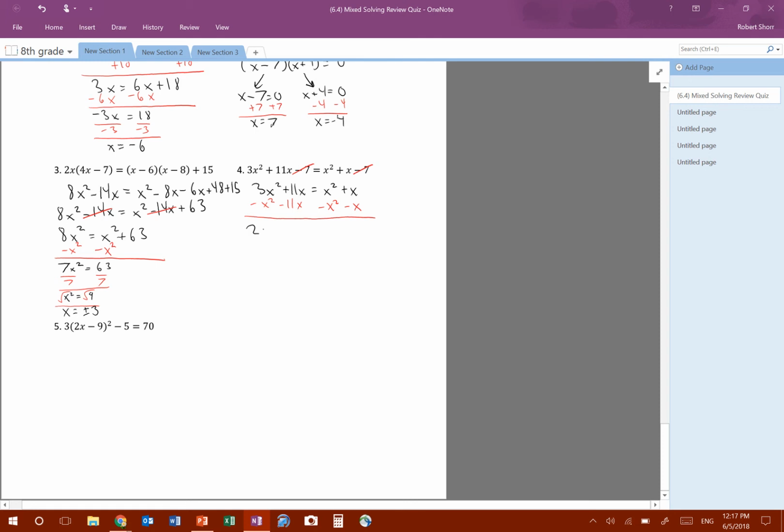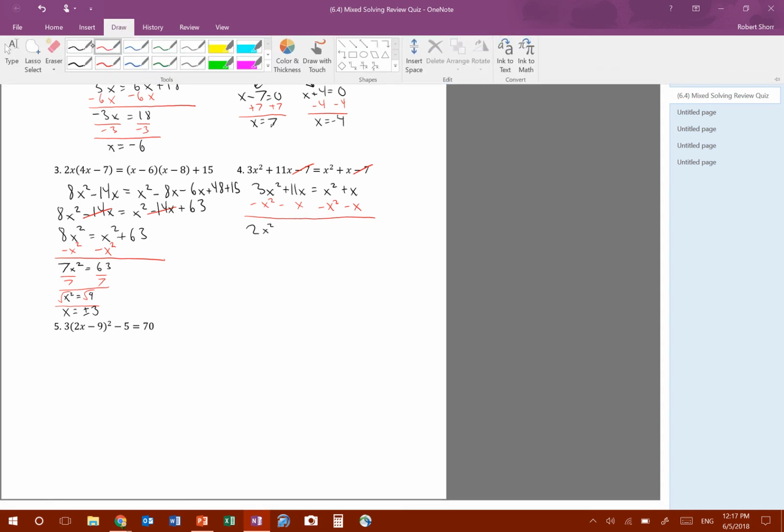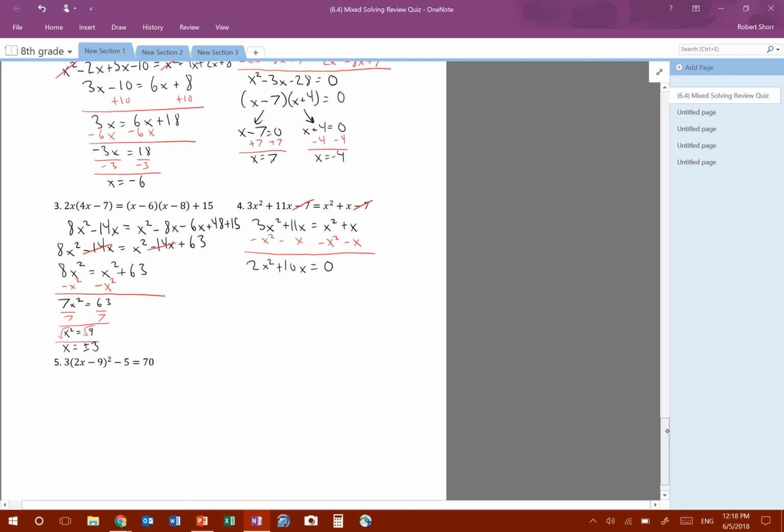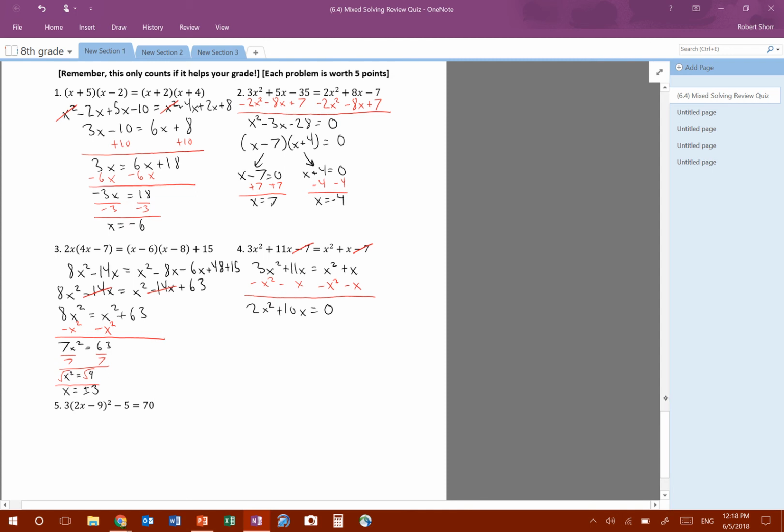I'll now get 2x squared, that should have been just minus x. 2x squared plus 10x equals 0. Whenever you have this, it needs to be factored. When you have an x squared and an x on one side and a 0 on the other side, a lot of people say this can't be factored. But remember, factoring is not just this top kind in number 2. It's also undistributing. I can take a 2x out of both of these and then be left with x plus 5, and I still have equals 0.